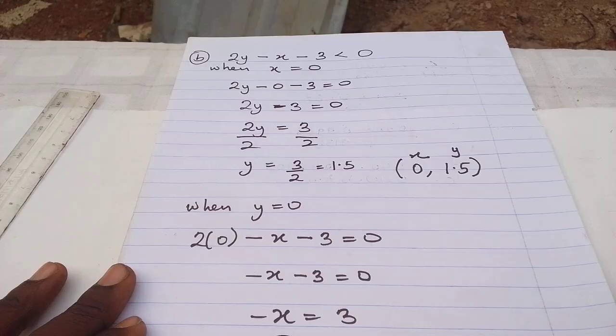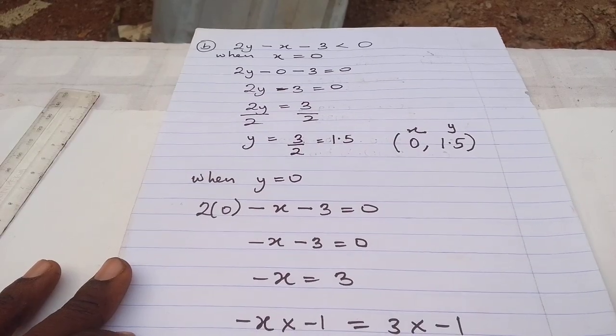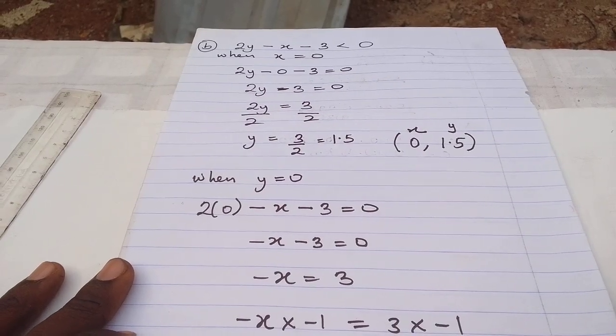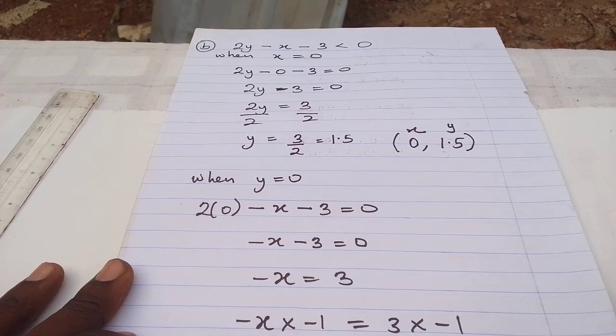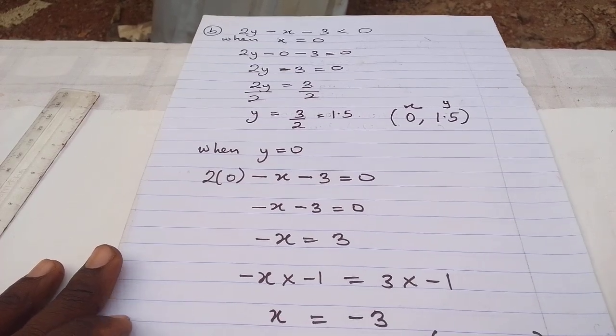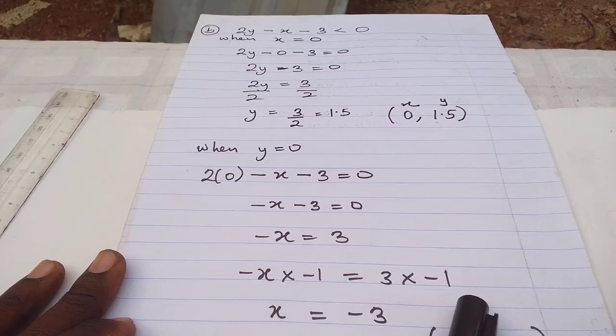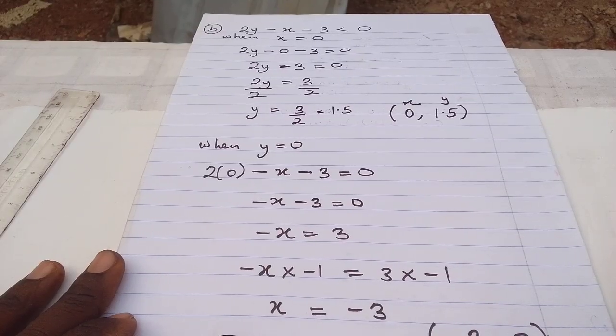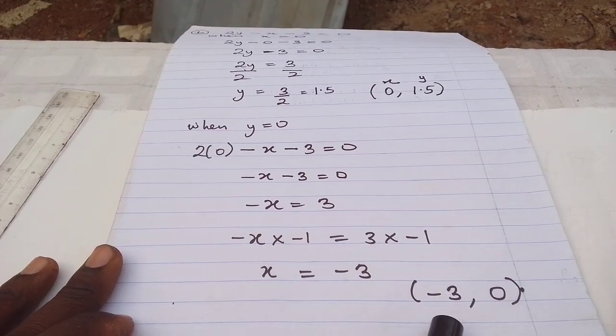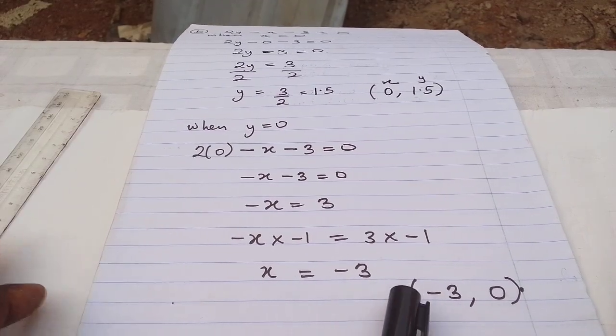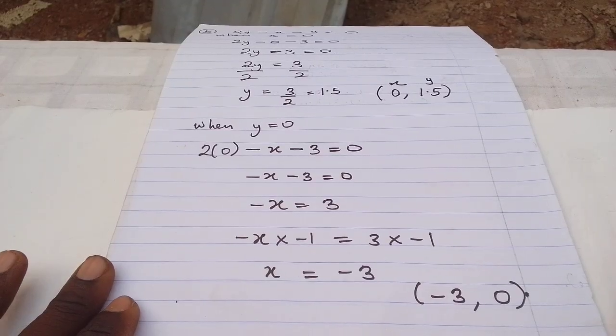To get x, divide both sides by minus 1, or you can say multiply both sides by minus 1. When you multiply, minus x times minus 1 will give us plus x. 3 times minus 1 will give us minus 3. So x is equal to minus 3. So when x is minus 3, y is 0.